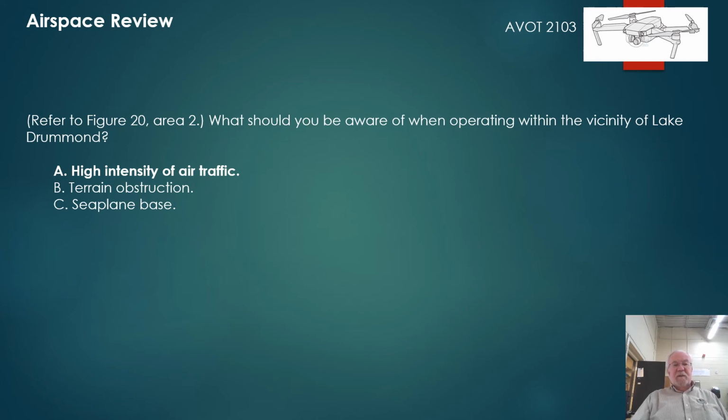Refer to figure 20, area 2. What should be aware of when operating within the vicinity of Lake Drummond? That's a VFR checkpoint. So if it's a checkpoint, it may be a lot of aircraft flying over that point so they can call the tower and tell them where they are, a location indication. So maybe high intensity of air traffic. I noticed that's already been bolded out, so that wasn't much of a challenge for you, but that's good.